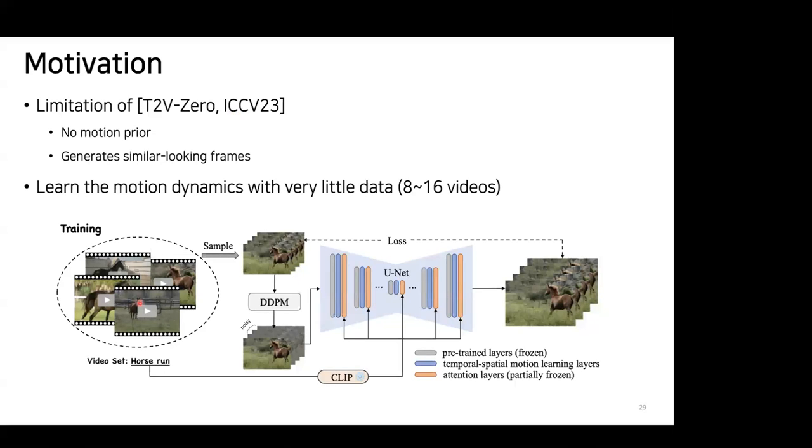So the setting is like this. They first collect a small number of videos with the same category. So for example, in this case, horse running. There are 8 to 16 videos of horse running. And they fine-tune this pre-trained text-to-image model with this small amount of data. When fine-tuning, they do not train all the layers, but they freeze most of the layers, or partially freeze some layers. And they add temporal spatial motion learning layers and only train those on this small amount of images.